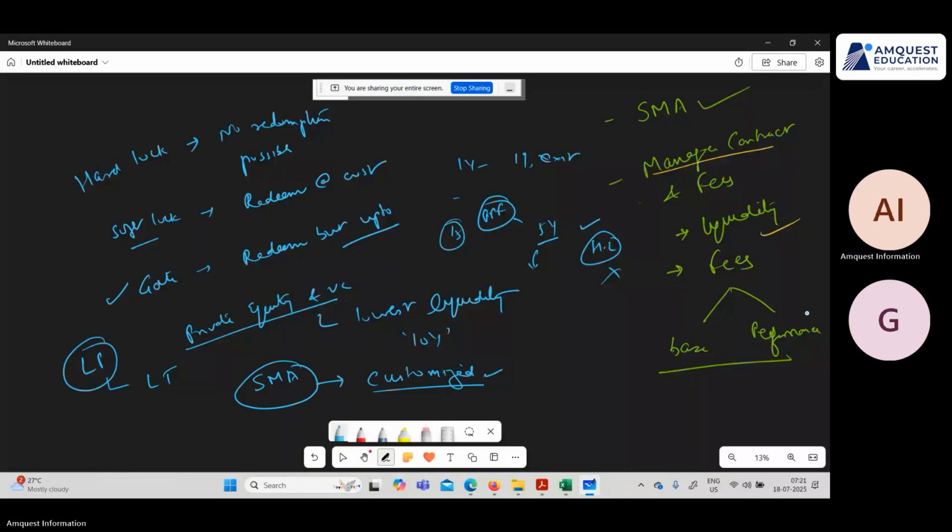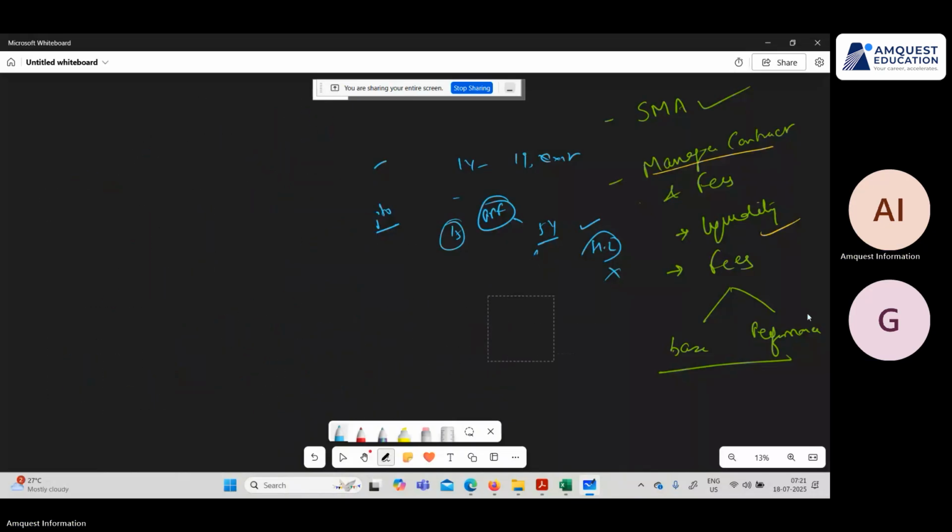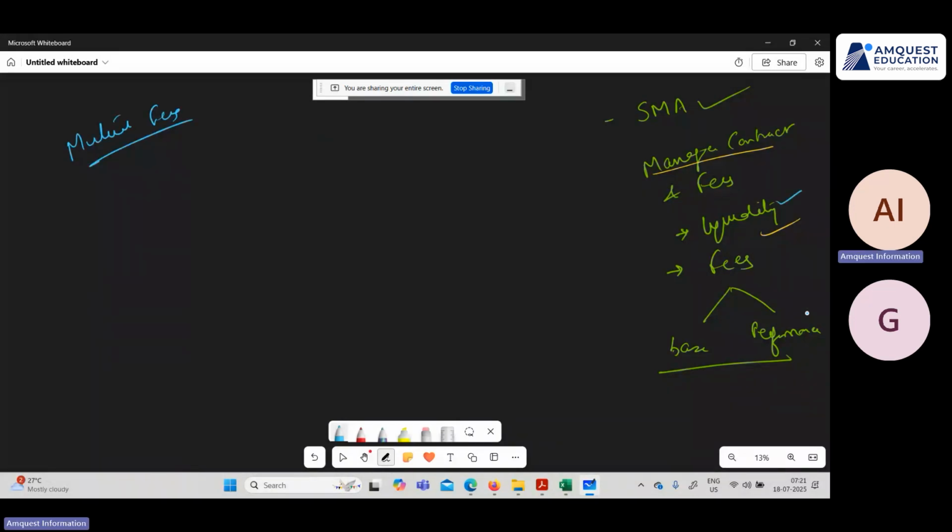All right. One thing that they also mention in your books is management fees. When it comes to mutual funds, how does the manager earn? The manager earns on the AUM, assets under management.